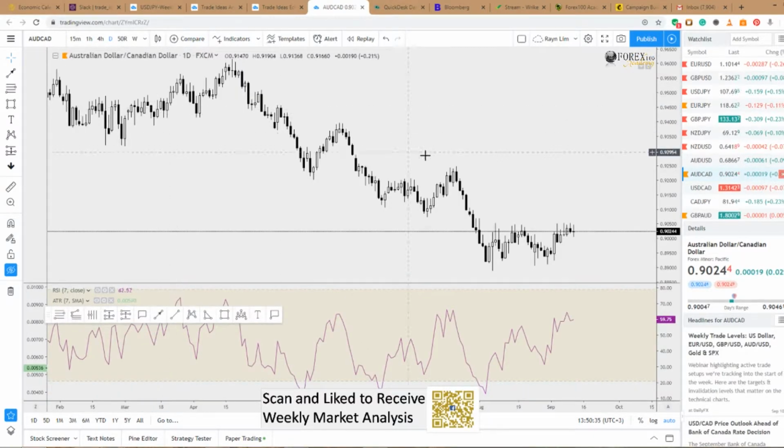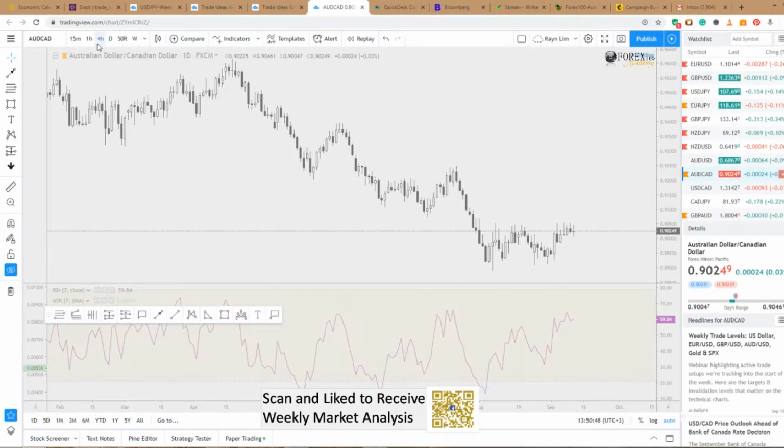Australia CAD on the daily chart, bearish movement, retracement, bearish movement, retracement, bearish movement again. Right now going into consolidation. By looking at the daily chart, it's very potential for a selling opportunity. It lines up more like a selling opportunity than a buying opportunity for me.